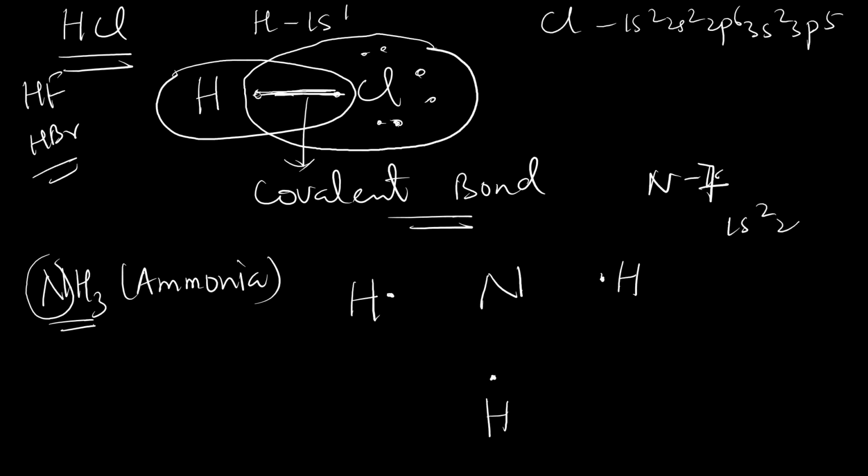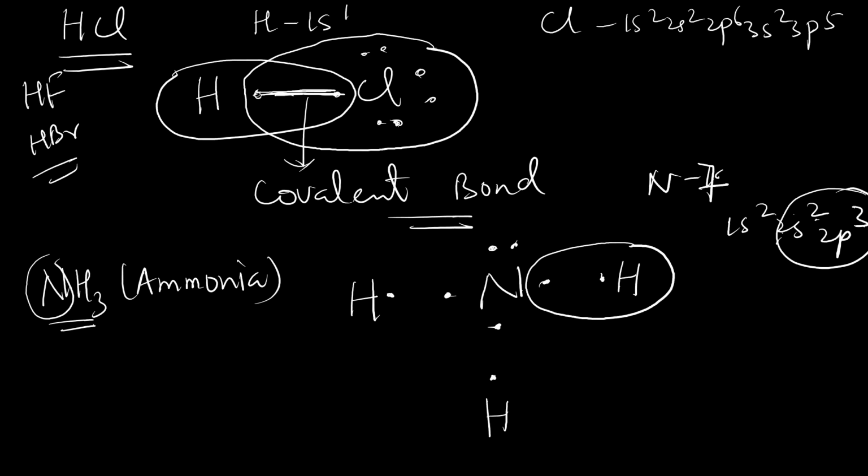So 1s2, 2s2, 2p3. How many valence shells are there? The valence shell is 2, and the electrons present in the valence shell are 2 plus 3, which is 5. Each hydrogen needs one electron, so we will write 1, 1, 1 and the rest of the 2 electrons will go here. How will we show the bonding? Here is the bonding between hydrogen and nitrogen. This hydrogen needs 1 to complete its duplet. This hydrogen needs 1 electron to complete its duplet.